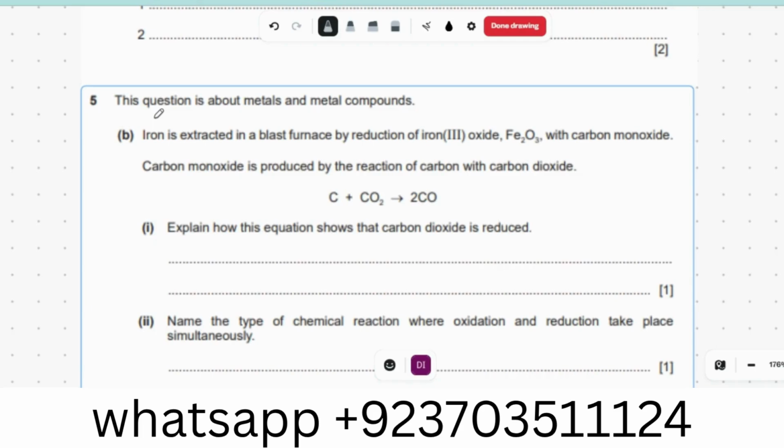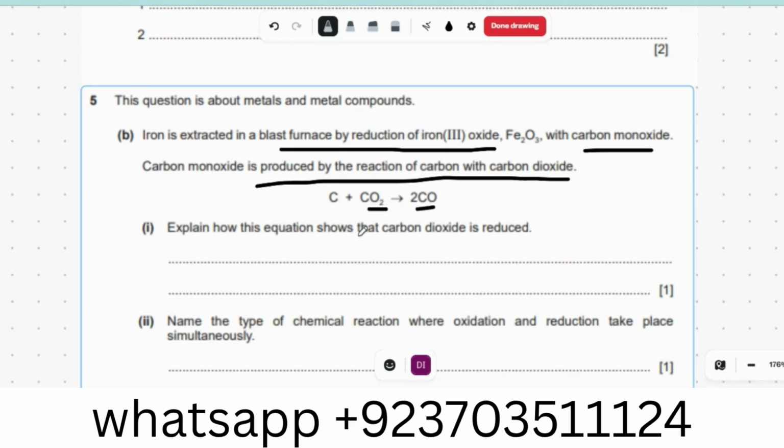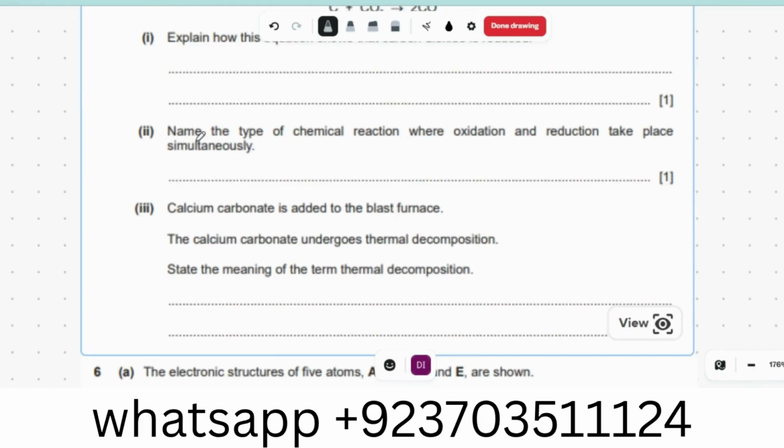Question number 5: iron is extracted in the blast furnace by reduction of iron(III) oxide with carbon monoxide. Carbon monoxide is produced by the reaction of carbon with carbon dioxide. Explain how this equation shows that carbon dioxide is reduced. CO2 loses oxygen, so it becomes carbon monoxide.